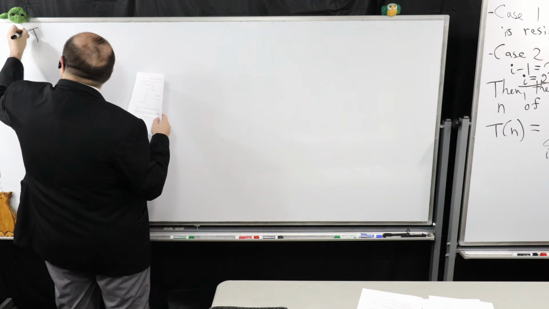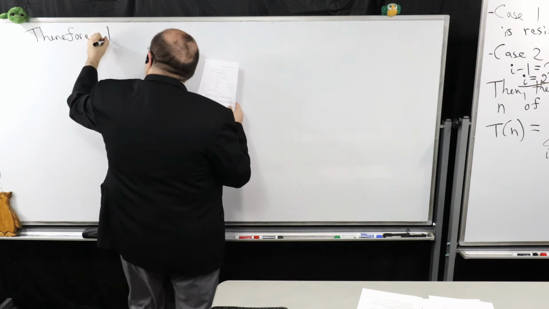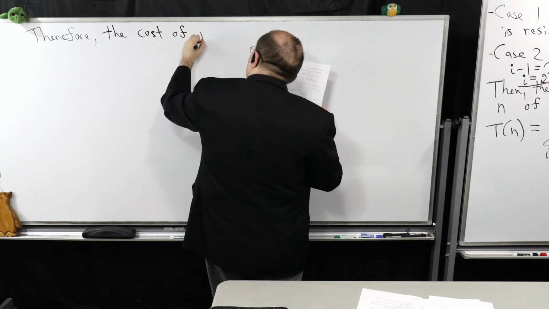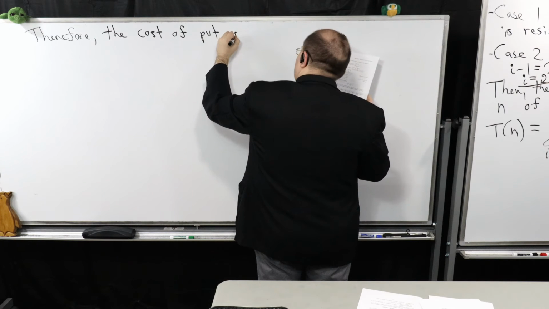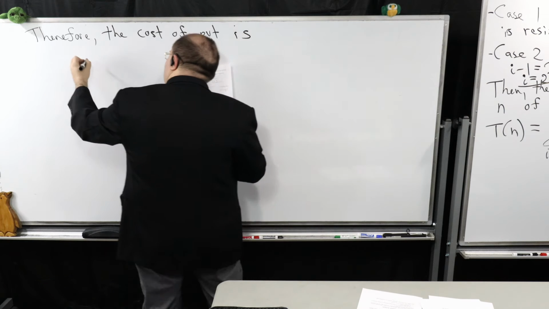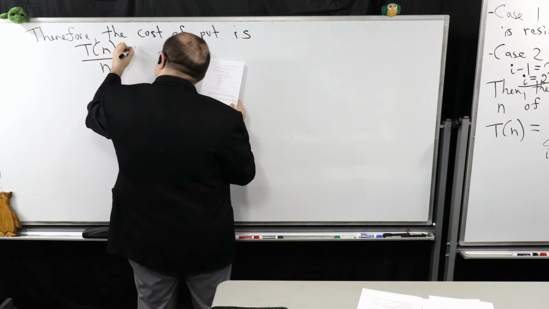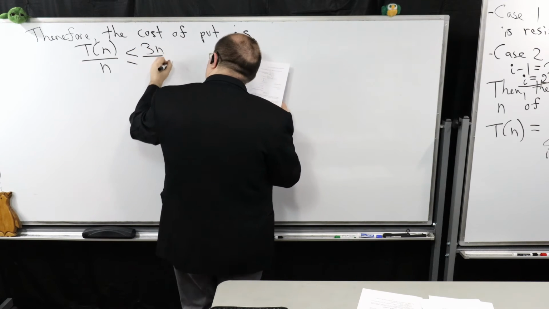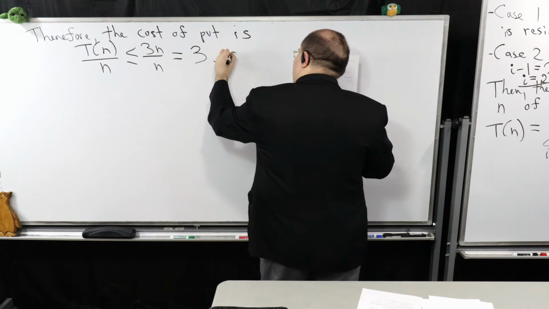Therefore, the cost of put, so this is our put operation I'm referring to. Well, what's the cost of this? It's T of n over n, which is at most 3 times n over n, which is equal to 3. Amortized.